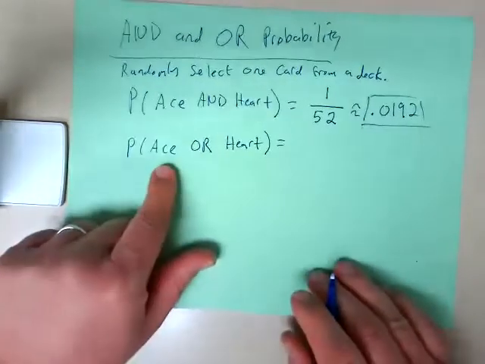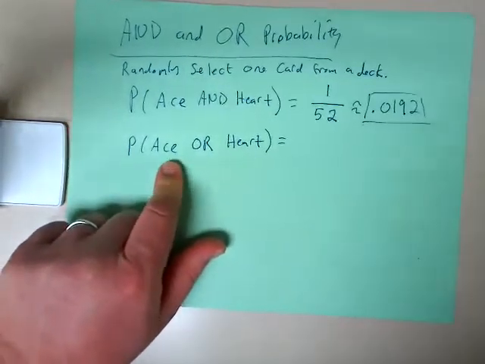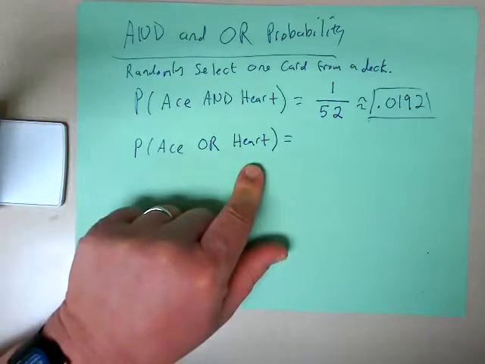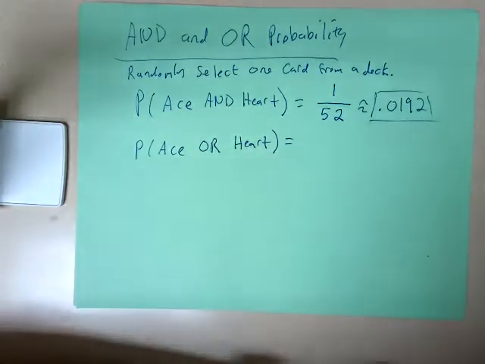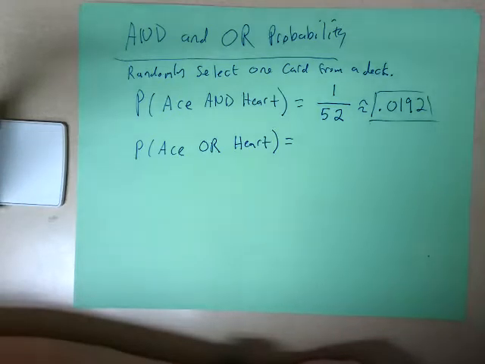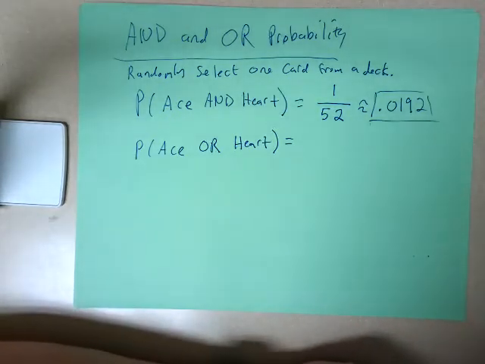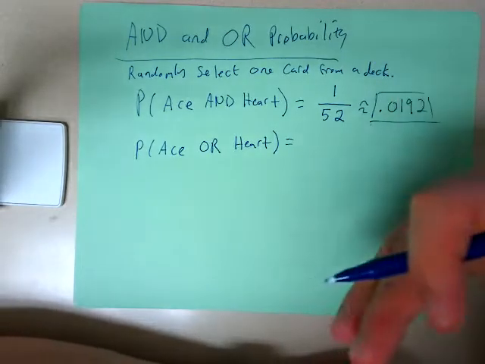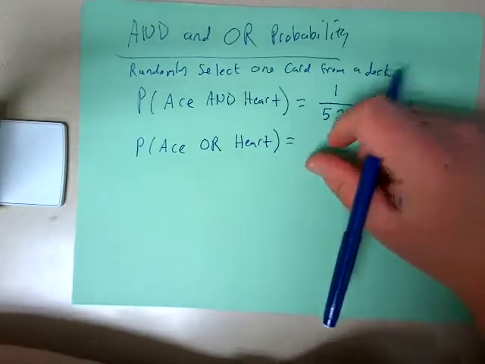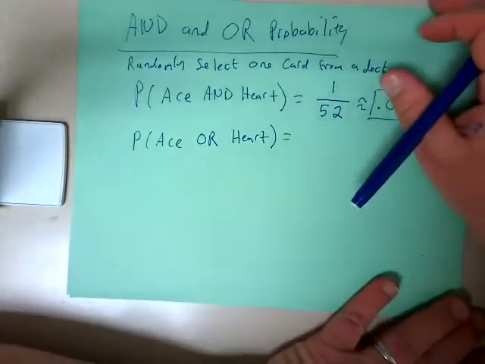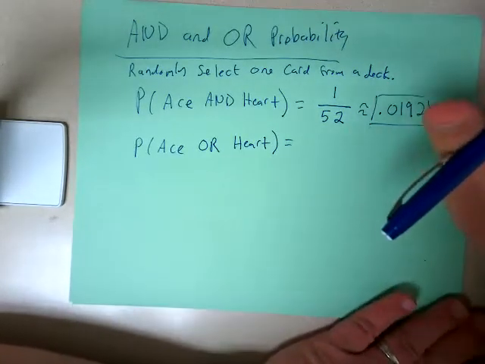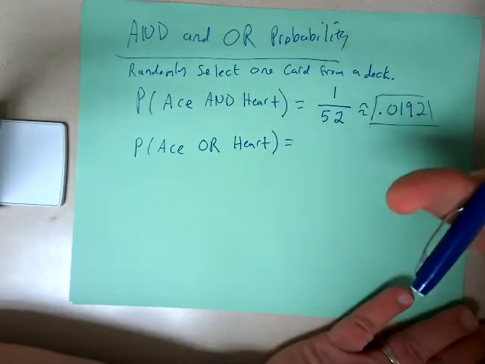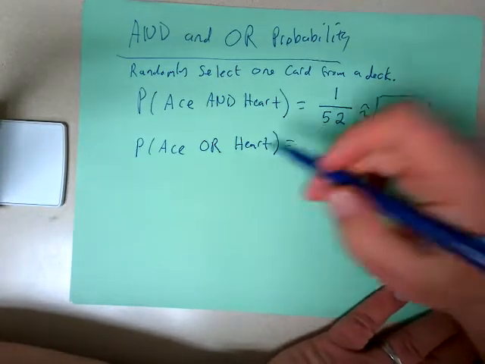So now this would be the probability of drawing an ace or a heart. Okay? So this means it doesn't have to be both. It only has to be one or the other. Okay? Now, the way we use or in English is an exclusive or. It's kind of like you have to, either you're on my side or you're on their side, but you got to choose. You can't be both, right?